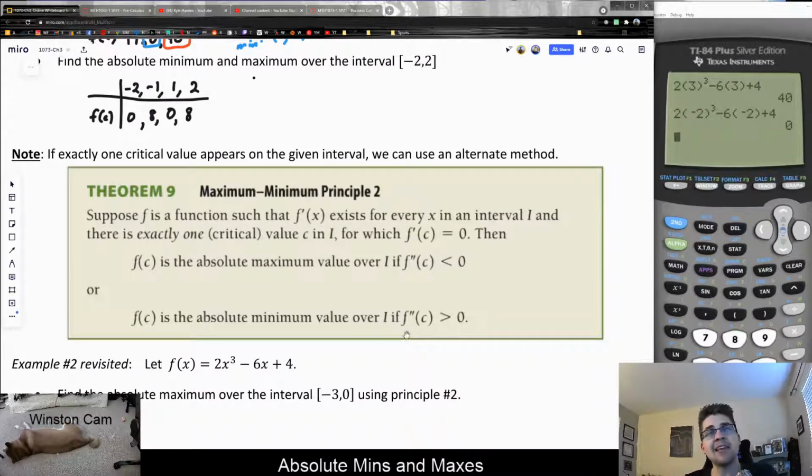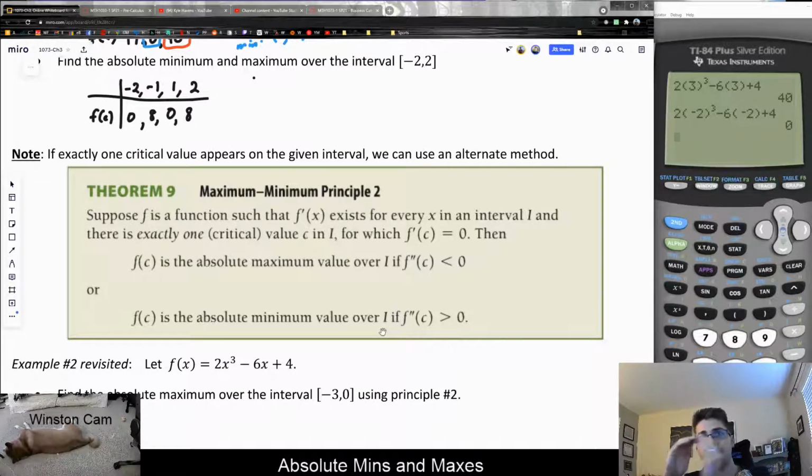So basically this is saying we have some interval and there's exactly one critical value in this interval where it's got to be continuous and the derivative has to exist. Basically, if it's concave up, it's going to have the absolute minimum value at that particular point. Again, assuming that it's concave up at that point.